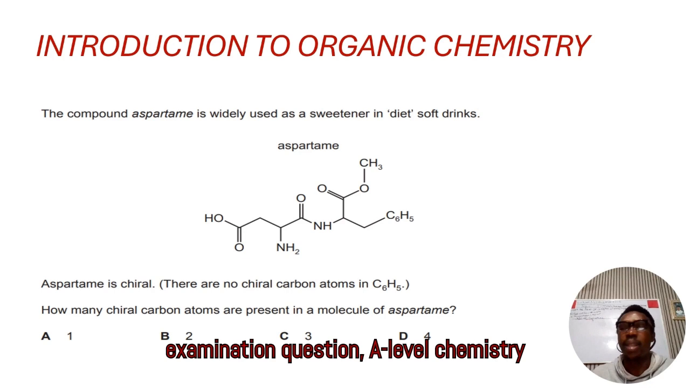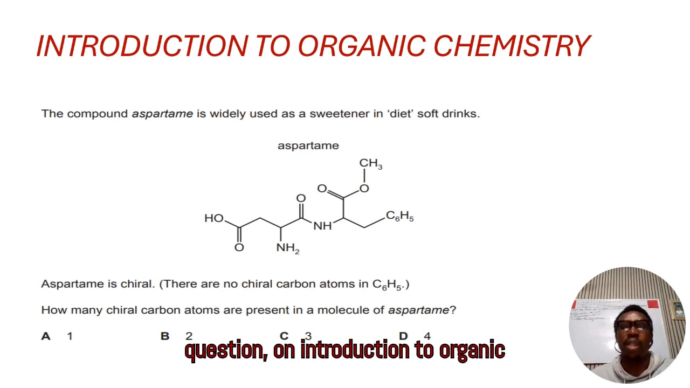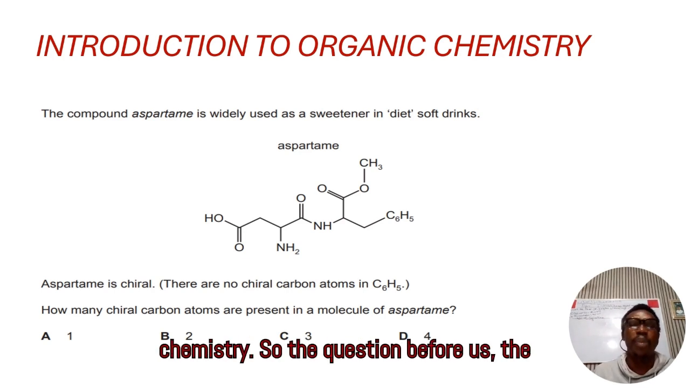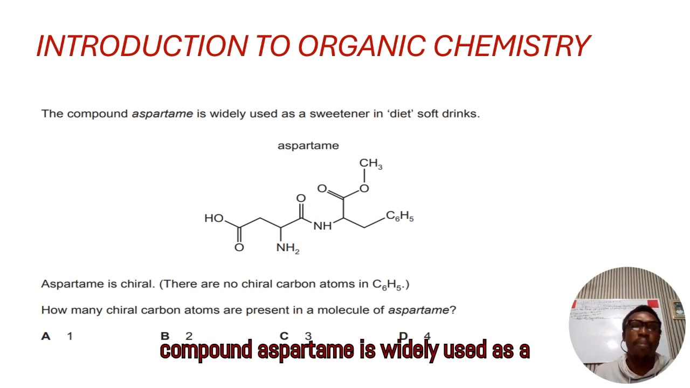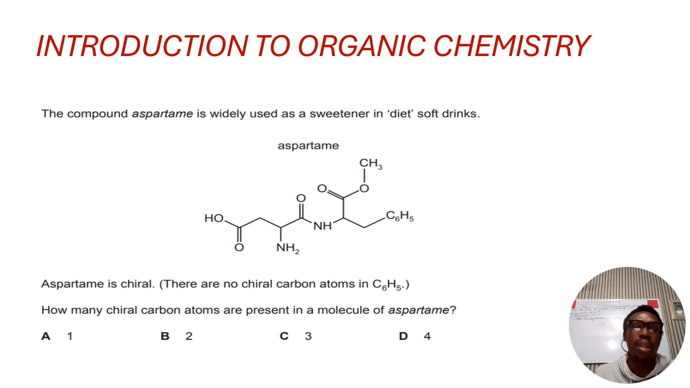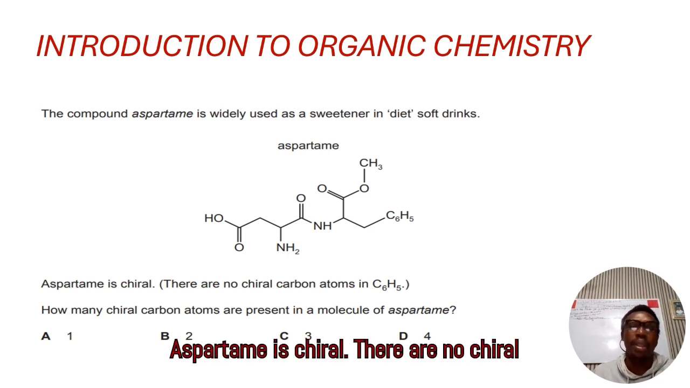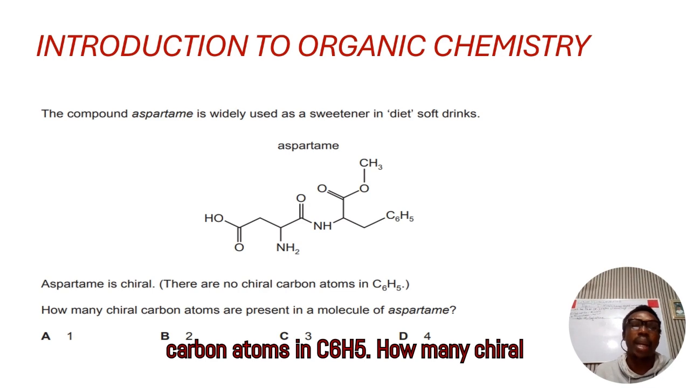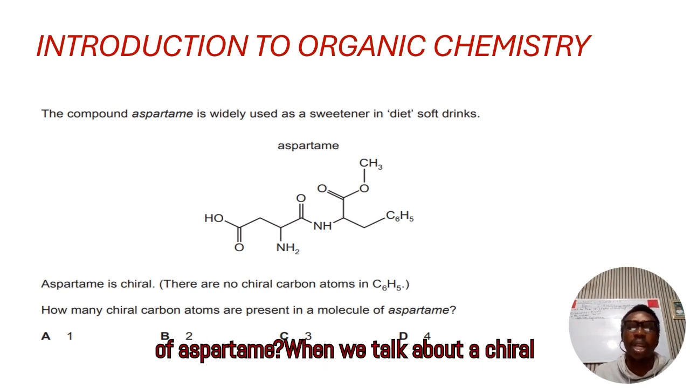Still on Introduction to Organic Chemistry. Before us is a typical examination question, an A-level chemistry question on Introduction to Organic Chemistry. The question before us: the compound aspartame is widely used as a sweetener in diet soft drinks. Aspartame is chiral. There are no chiral carbon atoms in C6H5. How many chiral carbon atoms are present in a molecule of aspartame?